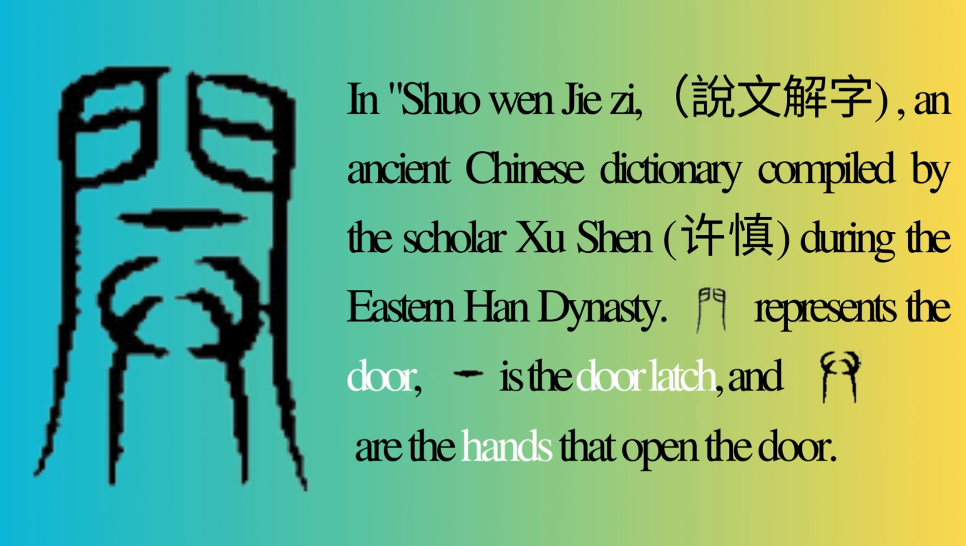This character is rather similar to the character found in 说文解字, an ancient Chinese dictionary compiled by the scholar Xu Sheng during the Eastern Han Dynasty. Men represents the door, E is the door latch, and gǒng are the hands that open the door.